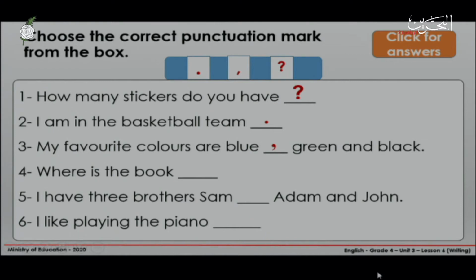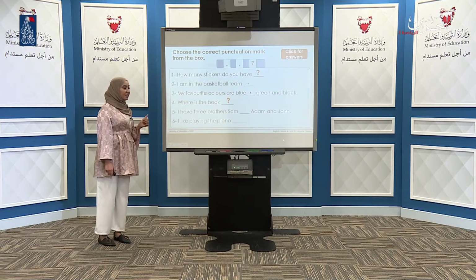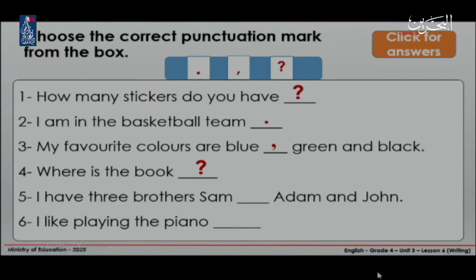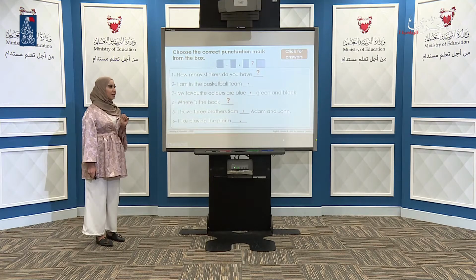Let's see number 4. Where is the book? Well done, we use a question mark because this is a question. Here we have where. Let's read number 5. I have 3 brothers, Sam, Adam, and John. Here we have a list, so what should we use? Good, we use a comma. And then the last one, I like playing the piano. This is a sentence. Good, we use a period at the end of a sentence.